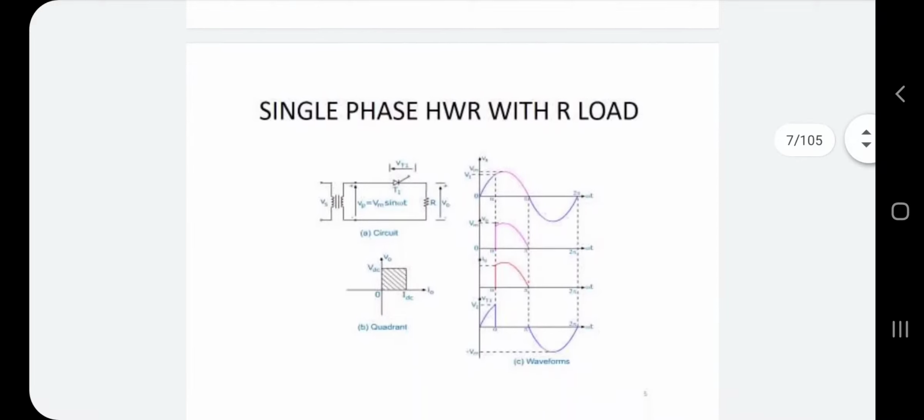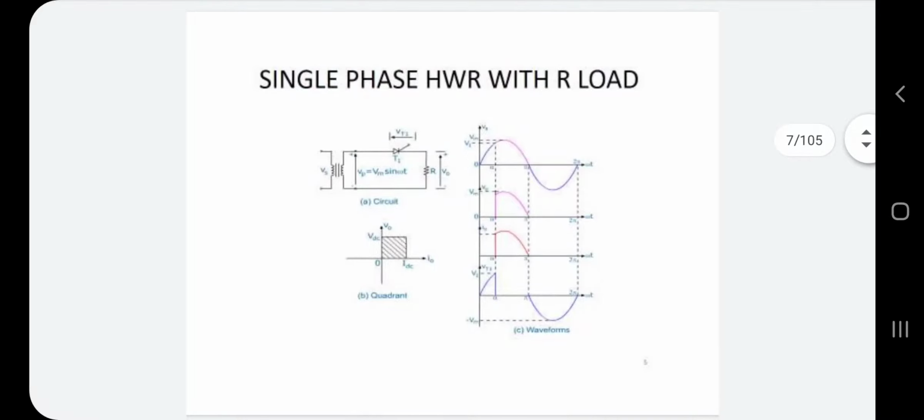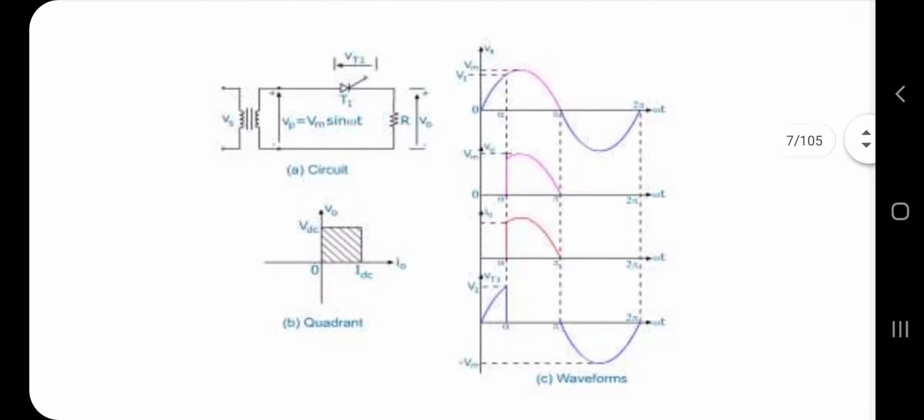Now let us come to the first part. See the simple operation. We can call it a single phase half wave rectifier with R load operation. As it is a half wave, that means only one SCR is used and only the positive half cycle is rectified, the negative is not rectified. It is shown very clearly in the circuit diagram as well as in the waveform. You can see that the operation is only positive.